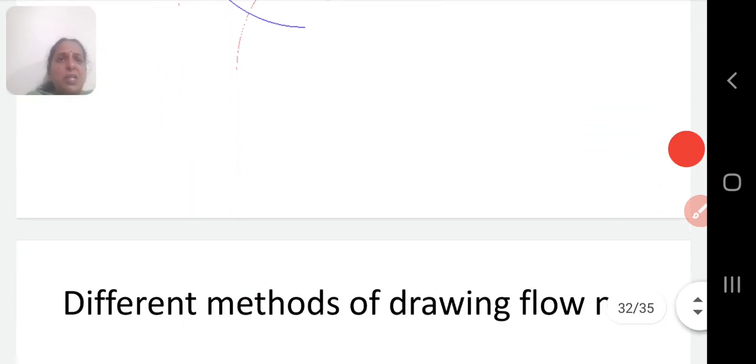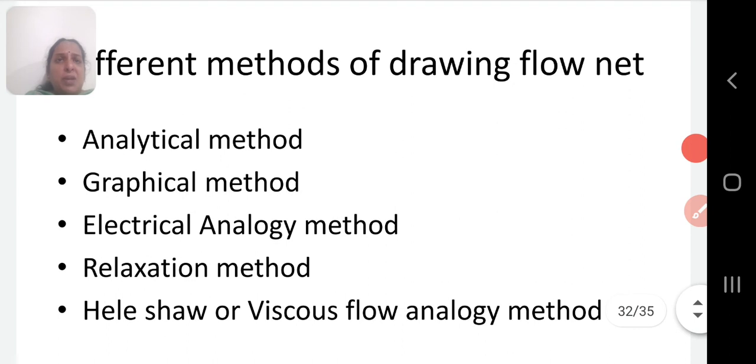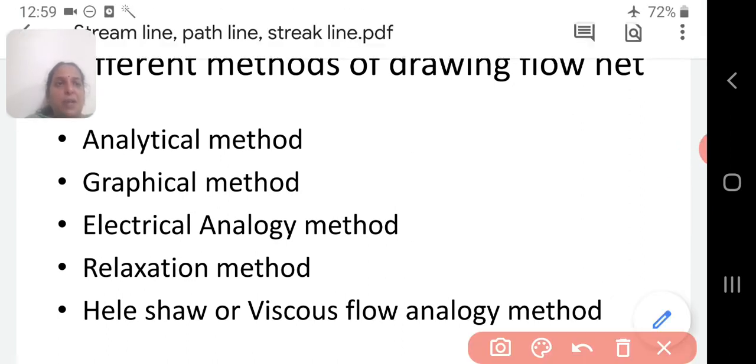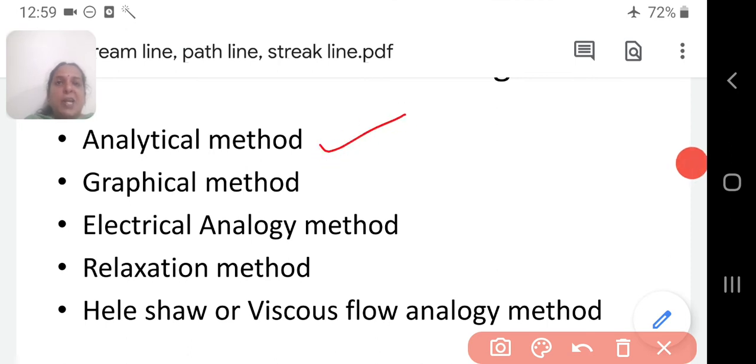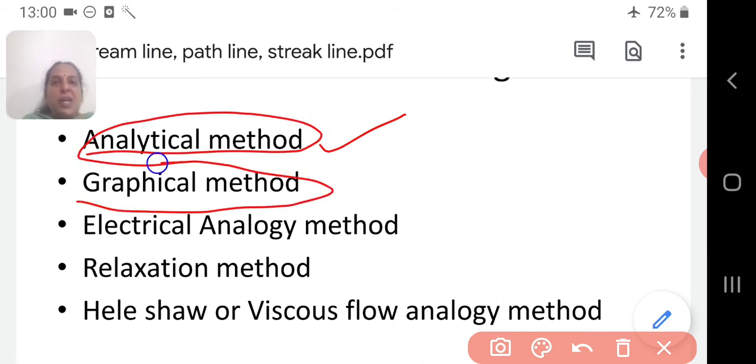Why do we want to study this flow net? Before seeing that, we'll see the different methods of drawing the flow net. We can do it by the analytical method. We can get an equation for a stream function, and an equation for the equipotential line as well as the streamline, and by solving these we will be able to find out the flow net. But the difficult task is solving these equations in the case of irregular boundaries. That is not possible with the help of the analytical method. That's why we go for the graphical method.